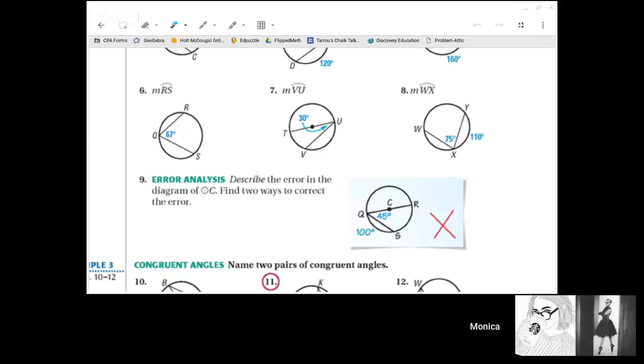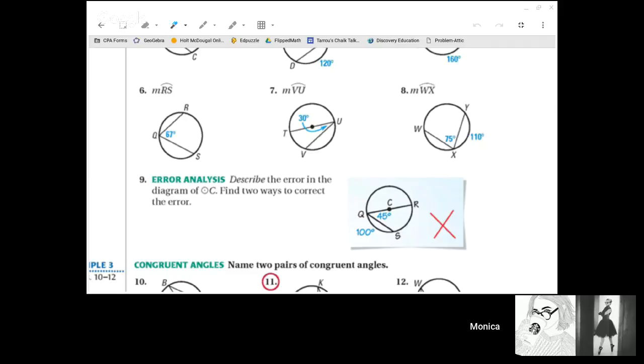Okay, Campbell, for number 8, you need to find arc WX. So you have one arc of the circle. Do you have information that lets you figure out another arc on that circle? And then if you figure that one out, are you able to figure out the third one? Okay.